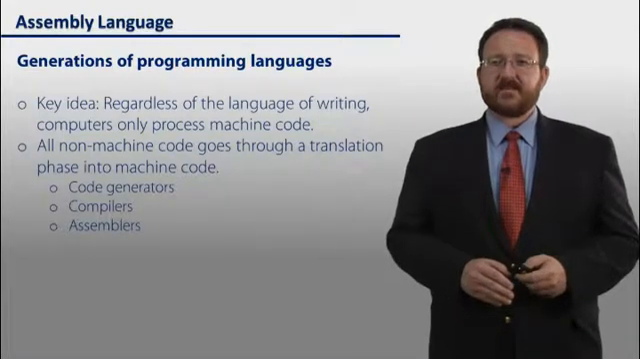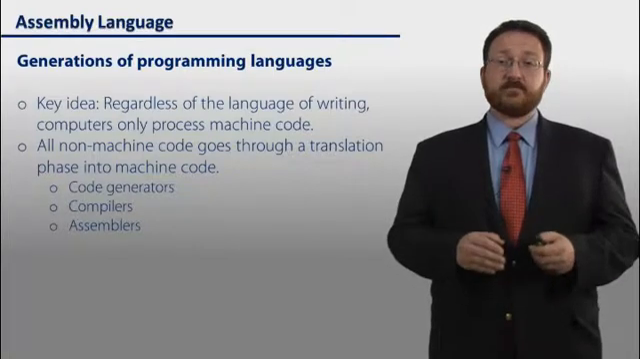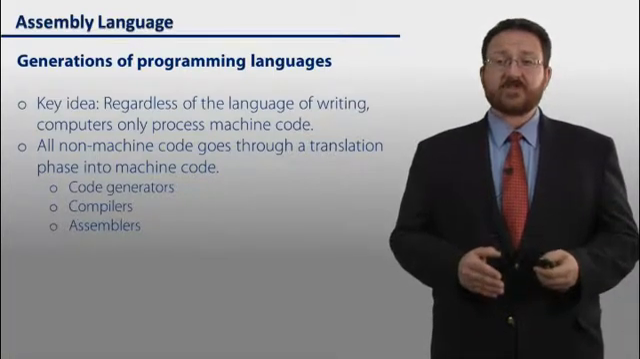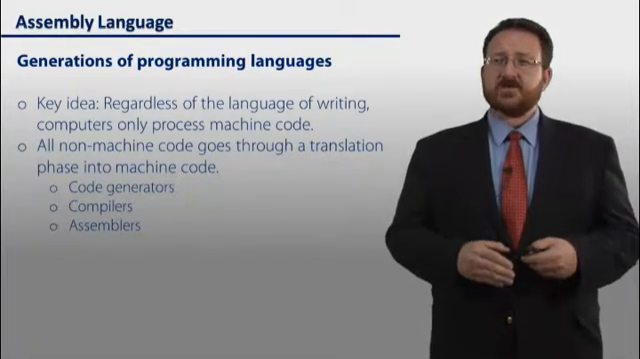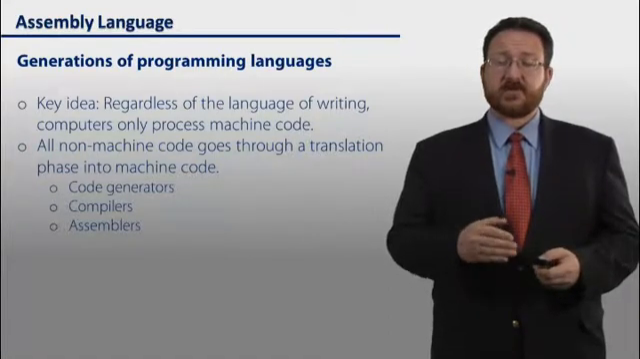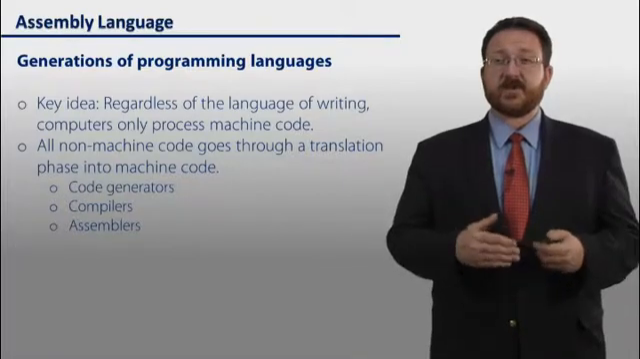The key idea, though, is that regardless of the language of writing, computers only execute machine code, binary ones and zeros. All non-machine code is going to go through a translation phase into machine code. So second-generation assemblers will run through an assembler to produce machine code. Third-generation programming languages will run through a compiler to produce machine code, and so on.